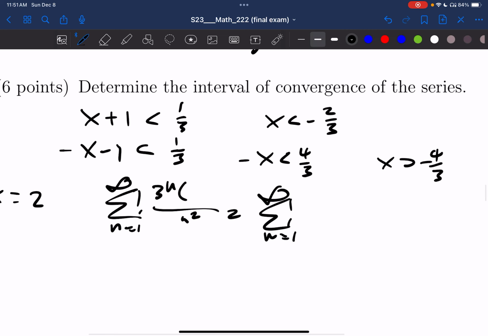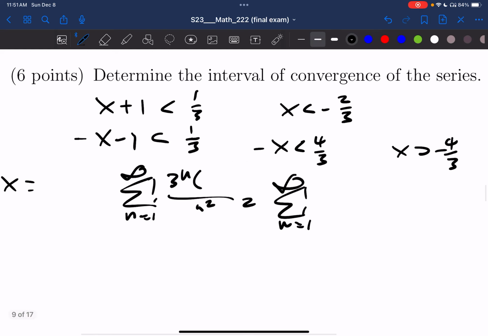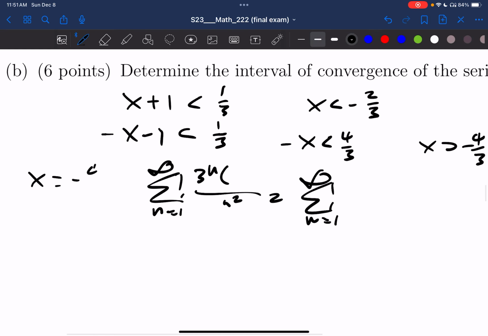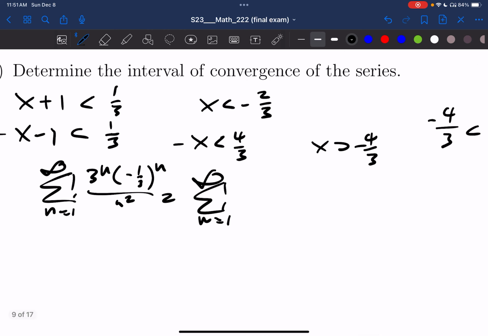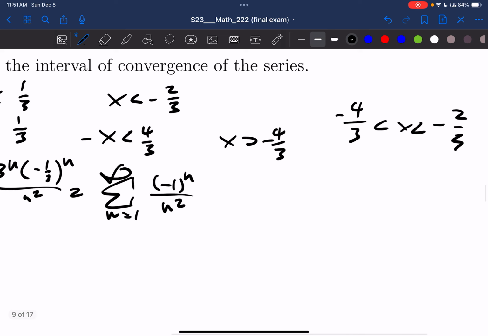So plugging this in, we're going to have x plus 1, okay? When x is equal to, let's test negative 4 over 3 first. When x is equal to negative 4 over 3, plus 1, you're going to get negative 1 over 3 to the n. This will give you negative 1 to the n divided by n squared. And we know this will converge by the alternating series test.